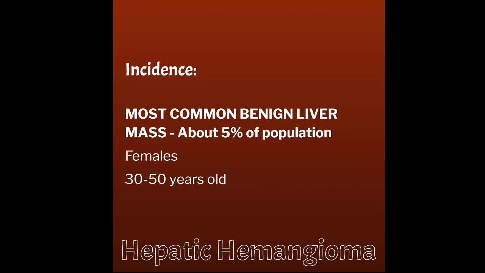The hepatic hemangioma is the most common benign liver mass. Highlight, star, underline that. Most common benign liver mass is the hepatic hemangioma. And these are found in about 5% of the population. My personal feeling is that it's probably more than that because I've seen tons of these over my years of scanning. But they are most likely going to be found in female patients between the ages of 30 and 50 years old.